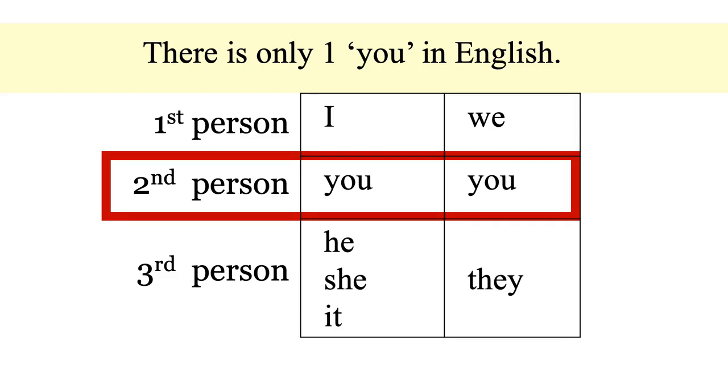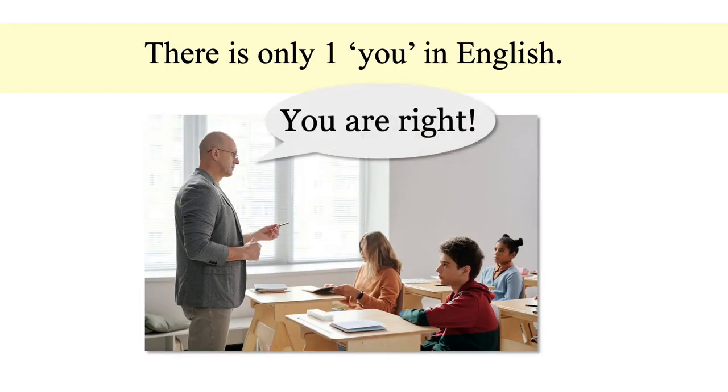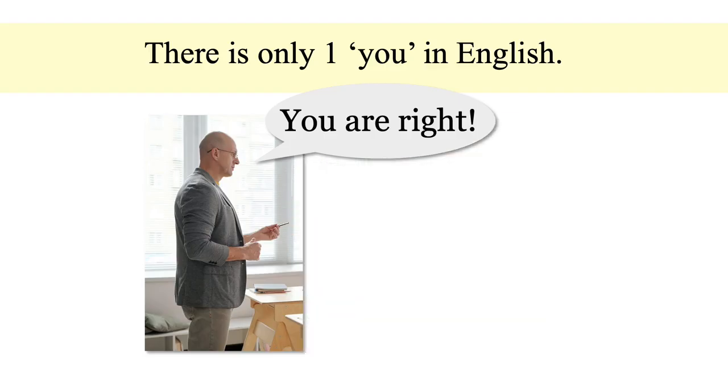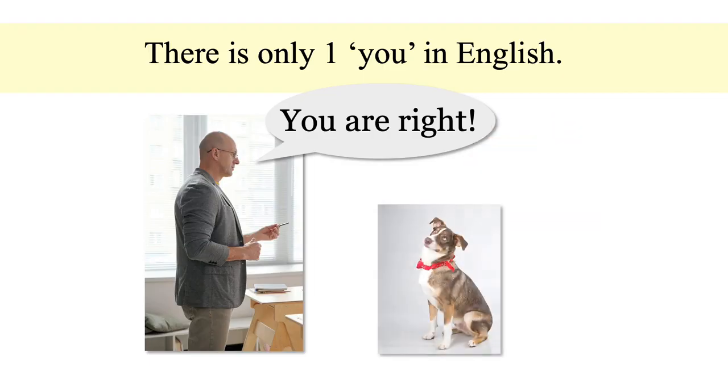Let's look at an example. Here's a teacher. He says, "You are right." Maybe he is talking to this girl. Maybe he is talking to this boy. Maybe he is talking to all of the students. Maybe he is talking to an older man. Or maybe he's talking to his dog. Every time he says, "You are right," because there is only one you in English.